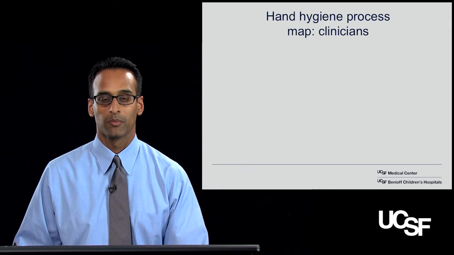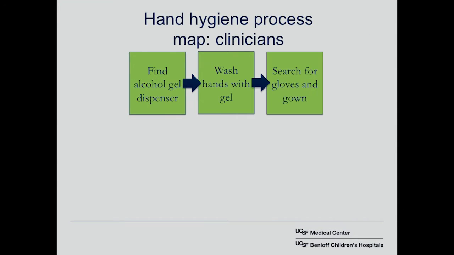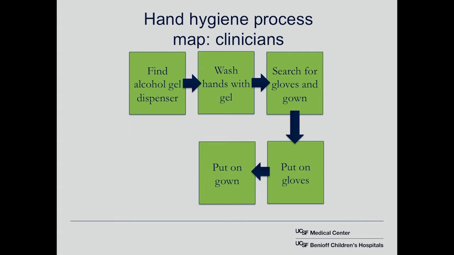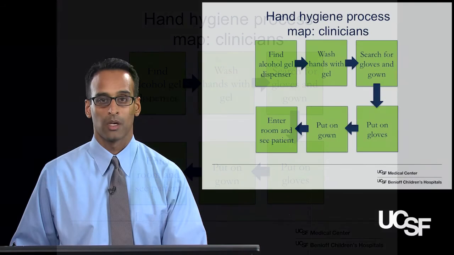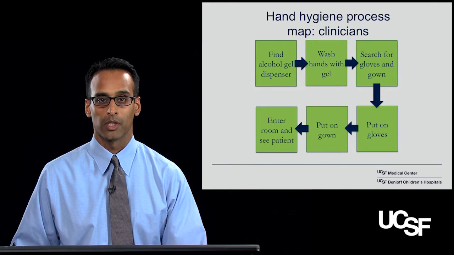A process map is simply a visual representation of all the steps it takes to perform a given process. From the clinician's perspective, as you can see, there can be up to 6 separate steps involved in performing hand hygiene before and after seeing a patient. If any of these steps are not performed properly, patients may be vulnerable to contracting a healthcare-associated infection.